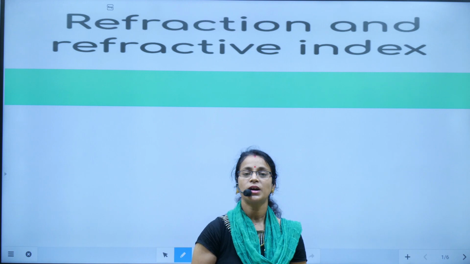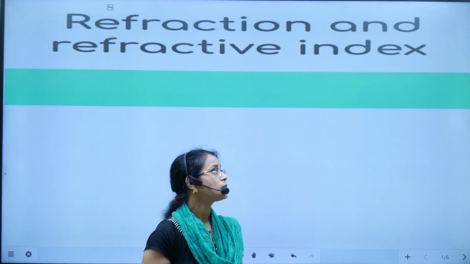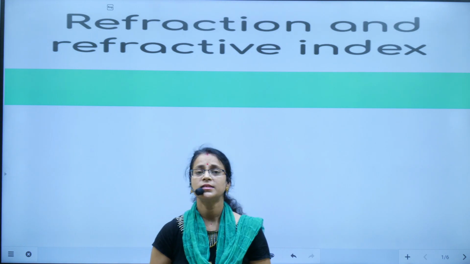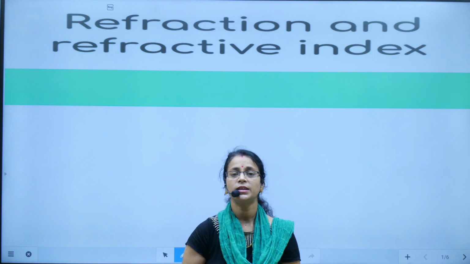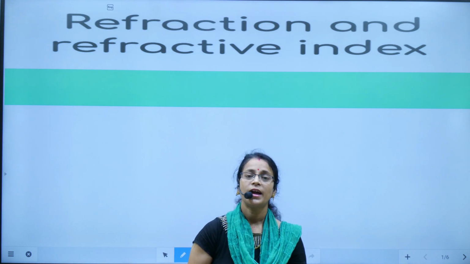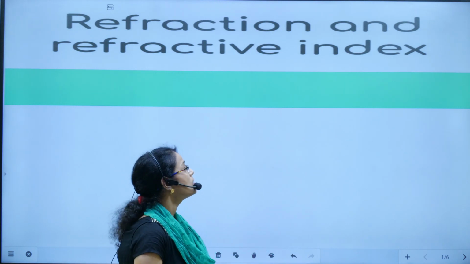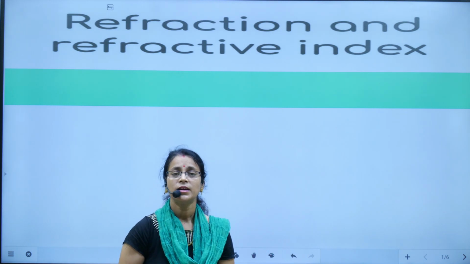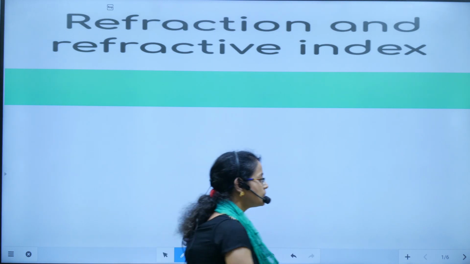Here we are going to start a topic in physics, that is optics. From that we are going to start refraction and its refractive index. So what is refraction? Already we have studied it in previous classes, and today we are going to start refraction. Refraction means the bending of light, and why it occurs and how it occurs, now we are going to see. Clear?